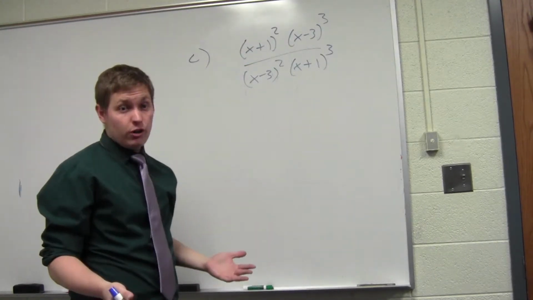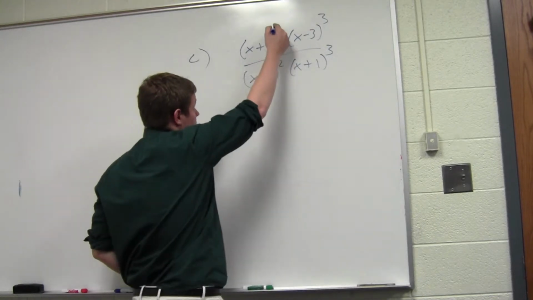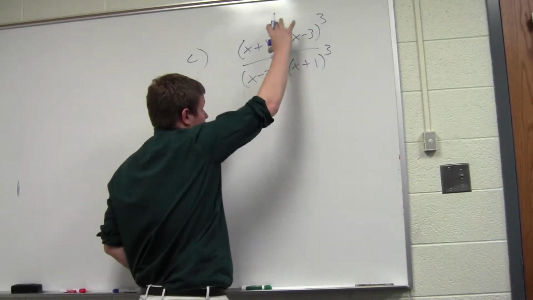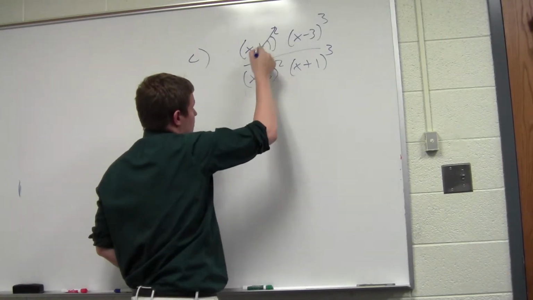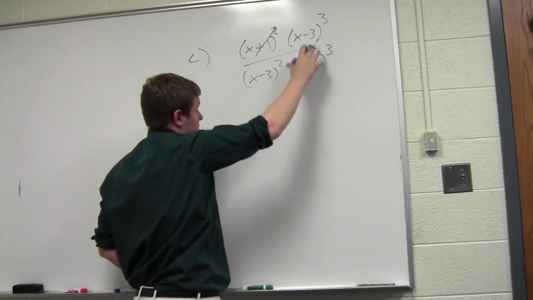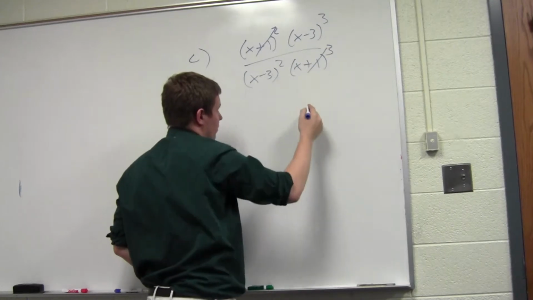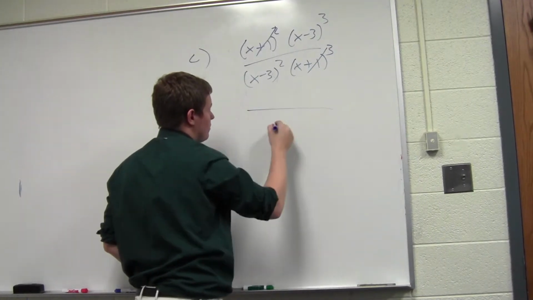They're the same terms, so they can cancel, because I'm multiplying by the same number up here and dividing by that same number 3 times right here. So I multiply by that number twice up here, and I divide by it 3 times, so I'm left with one of these x plus 1s.